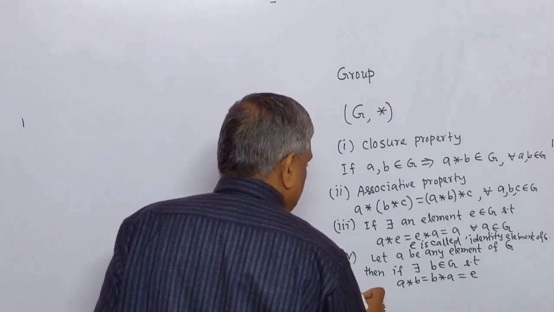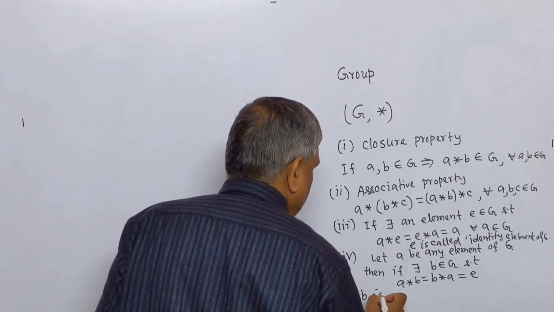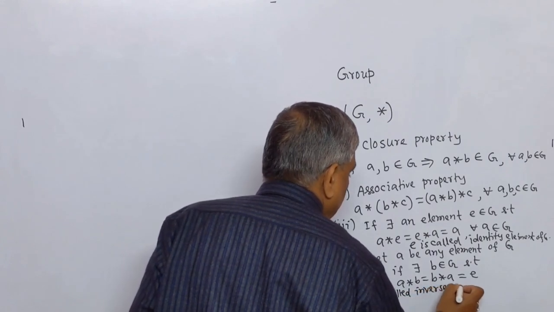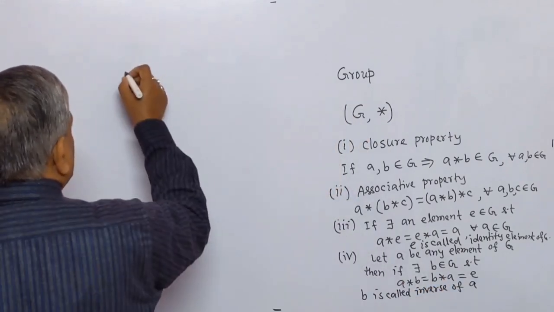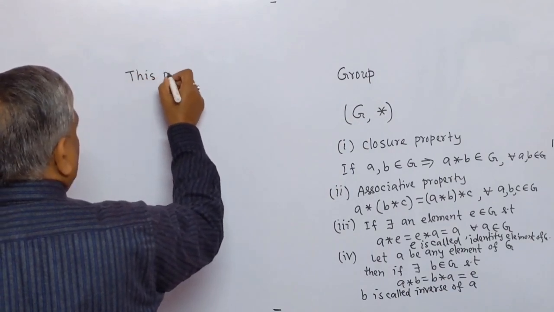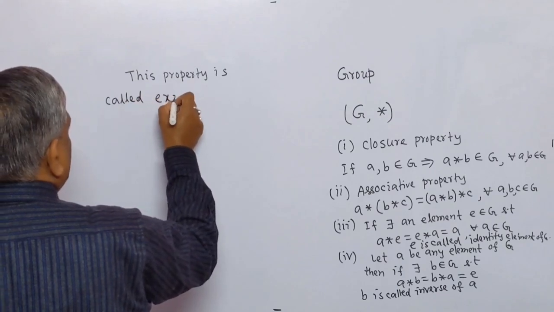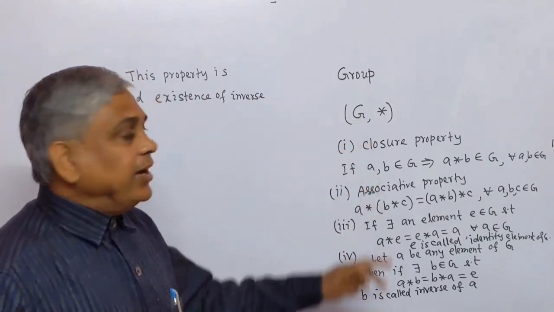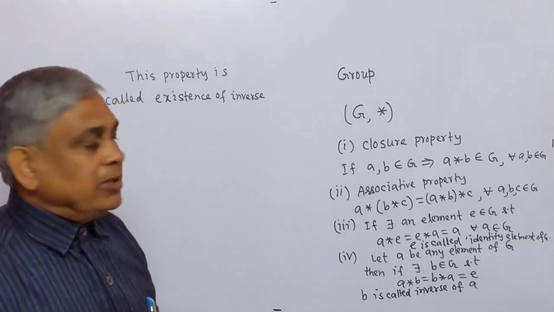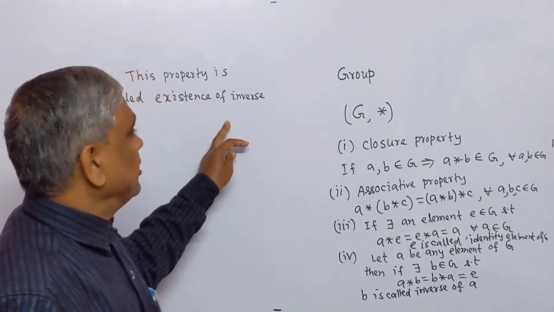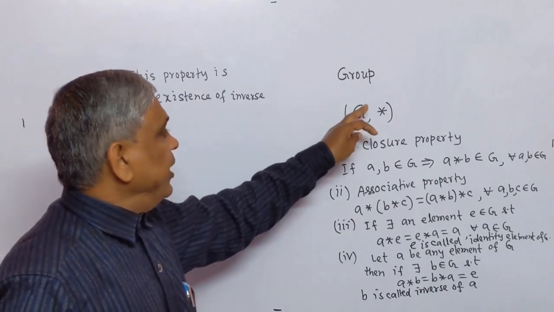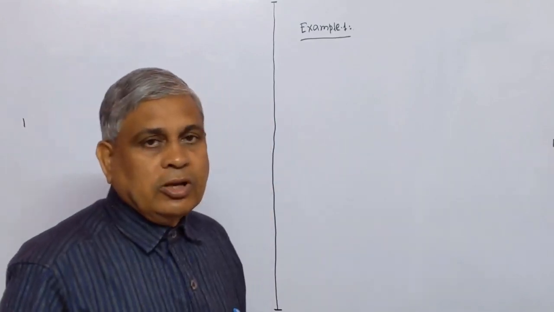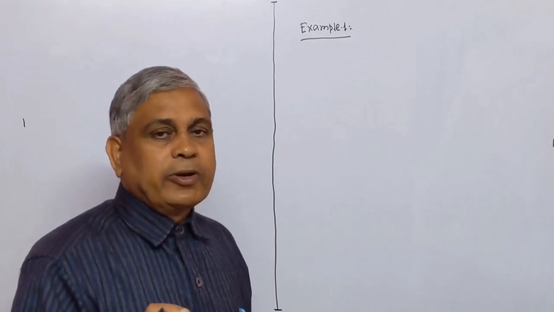And B is called inverse of A. And this property is called existence of inverse. Therefore, the non-empty set G with binary operation, if it fulfills these four properties, then G with binary operation, that is this algebraic structure, is called a group. Now, I will give you some examples of group.